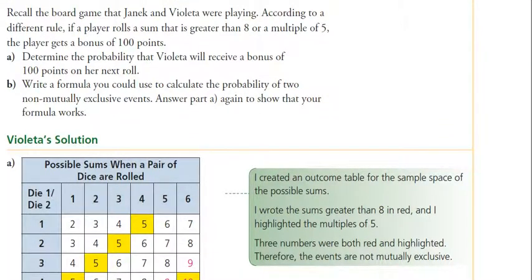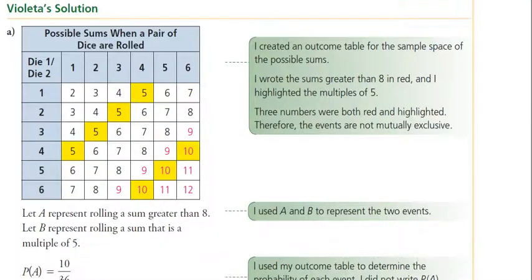According to a different rule, if a player rolls a sum that is greater than 8 or a multiple of 5, the player gets a bonus of 100 points. So greater than 8 or a multiple of 5. So the multiples of 5 are done in yellow. The greater than 8s are done in red. But there are some which are both yellow boxed and red, right?